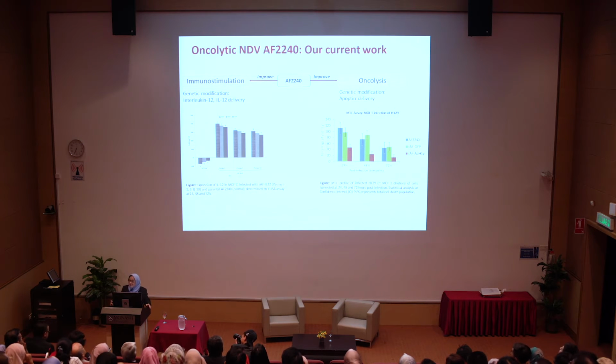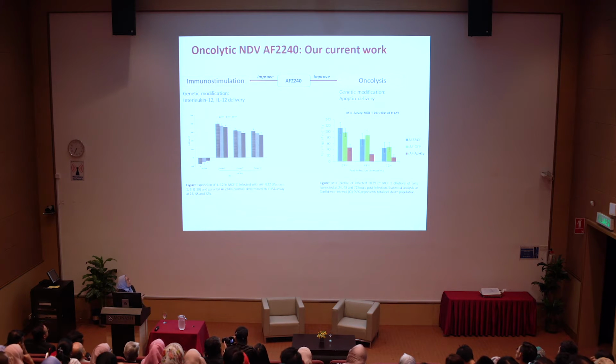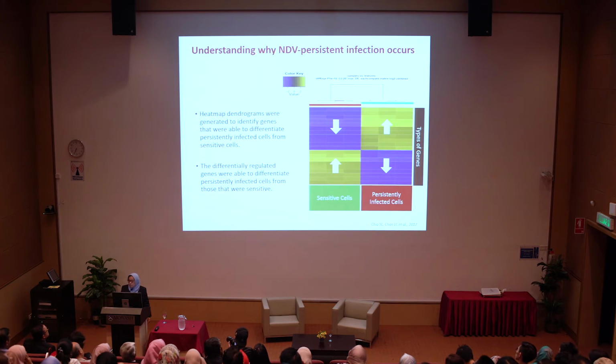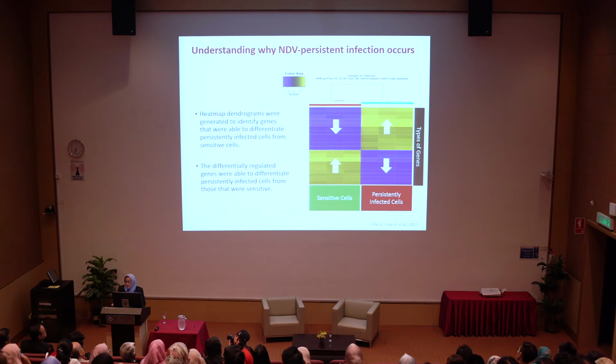Our current work is about assessing the delivery of these genes of interest and the effect it has on the safety and efficacy profiles. We are looking at how the virus immunostimulates or carries out oncolysis. Transcriptomically, see, I can pronounce that. We have also characterized various genes that are differently regulated between NDV-sensitive and NDV-persistently infected cells. This heat map here is a dendrogram that shows that there are selected groups of genes that are upregulated or downregulated in both persistently infected cells as well as in sensitive cells.